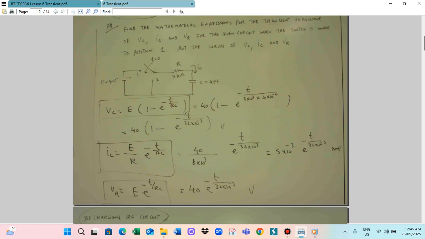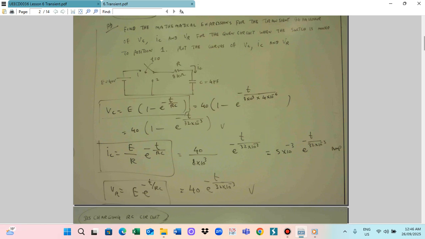In this case, IC is the charging current. So IC can be calculated when you switch on. The formula is IC equal to E divided by R multiplied with e power minus t by RC. So this is the behavior of the charging current formula.